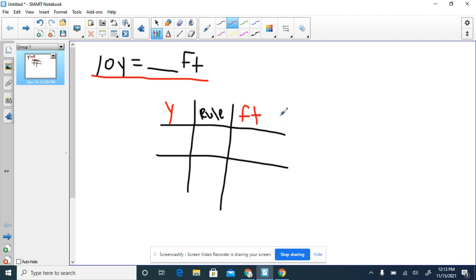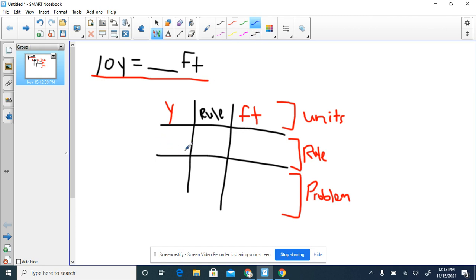So the first row up here, this is always going to be your units. The second row is going to be where you're going to write down the rule. Your third row is going to be where you write down your problem or your question that you're solving. All right, so how many? We're going to solve out yards and feet.